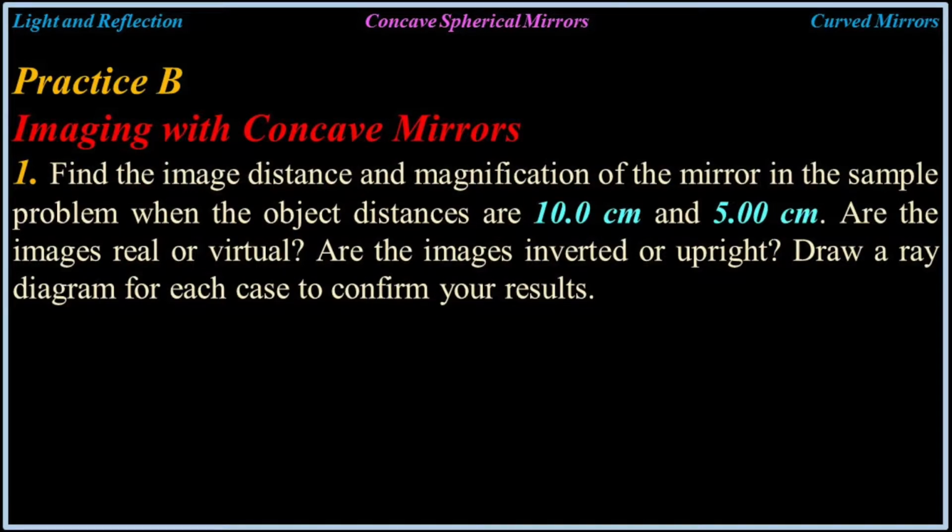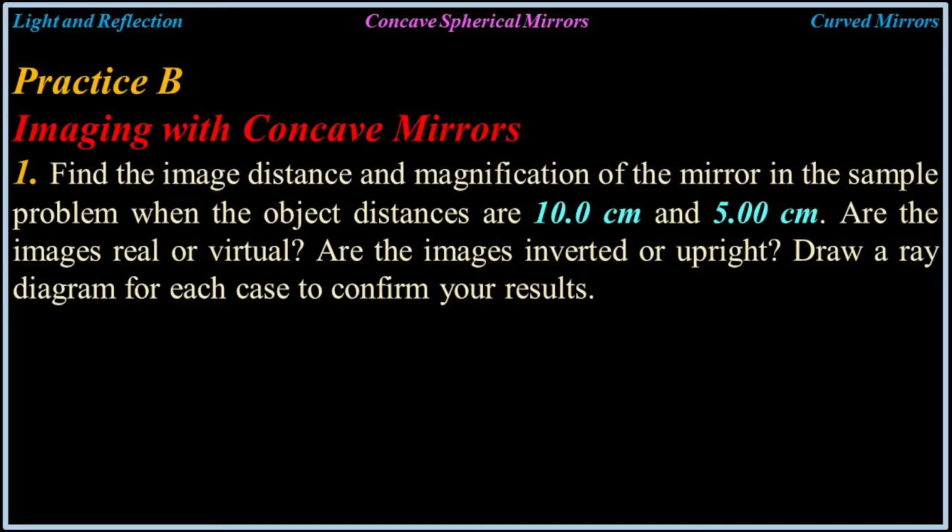Find the image distance and magnification of the mirror in the sample problem when the object distance is 10 centimeters and 5 centimeters. Are the images real or virtual? Are the images inverted or upright? Draw a ray diagram for each case to confirm your results.